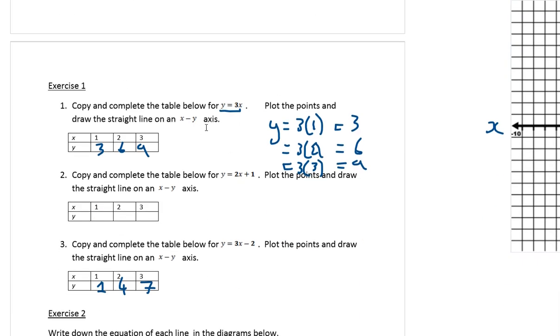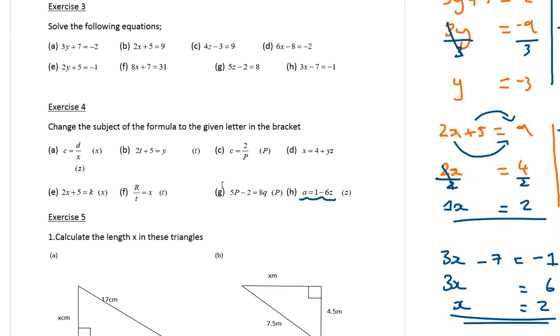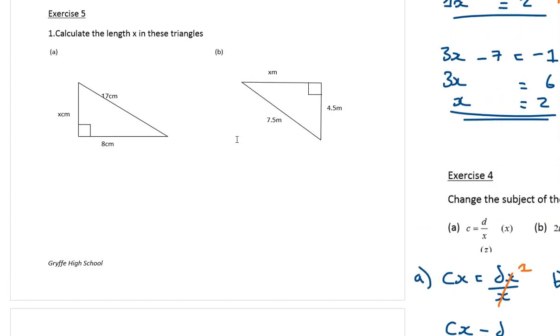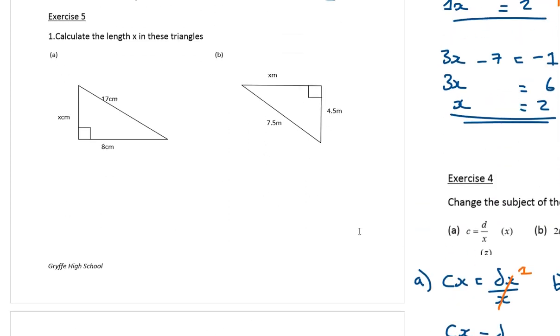That's covered the graphs. We've had a look at equations, rearranging and solving, and now we're going to look at Pythagoras. So calculate x in both of these questions. Okay, so the first thing to think about for Pythagoras is Pythagoras works for right angle triangles.